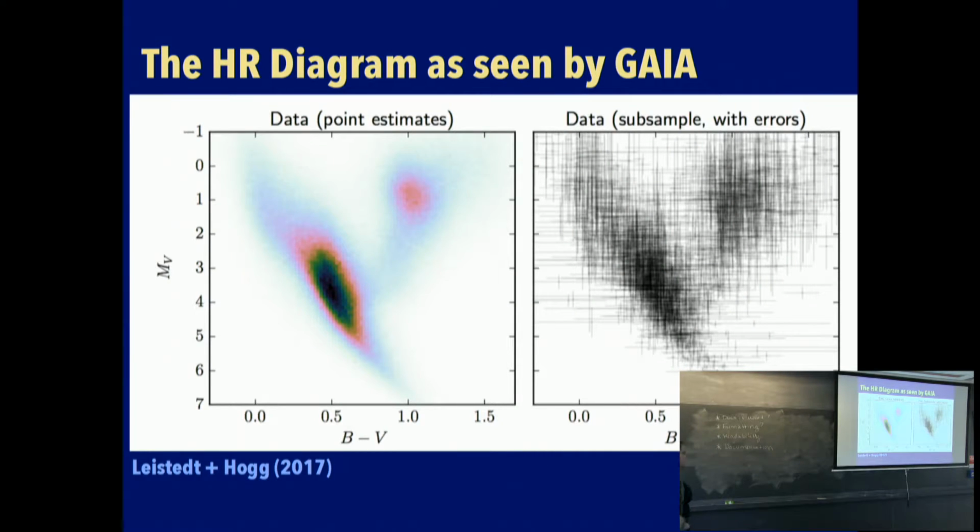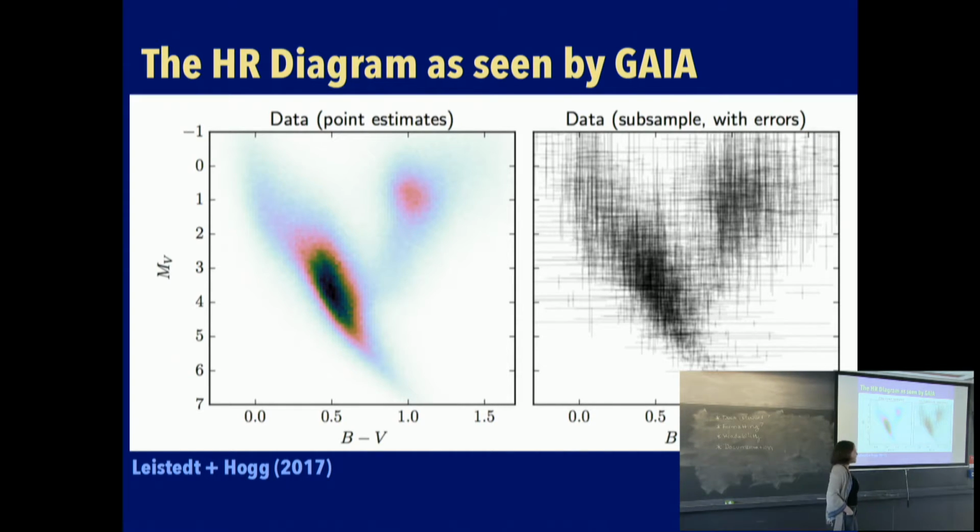Here's an example that Adrian gave me. This is the HR diagram as seen by Gaia. Does anyone notice something on that HR diagram? There are error bars. Pardon? There are error bars. Ignore that. Does that look like a typical HR diagram to you? Why not? Aha. It seems y is bigger, its spread is bigger, b minus b.